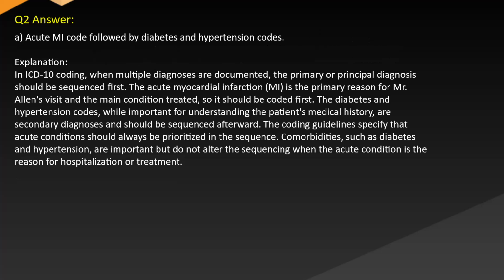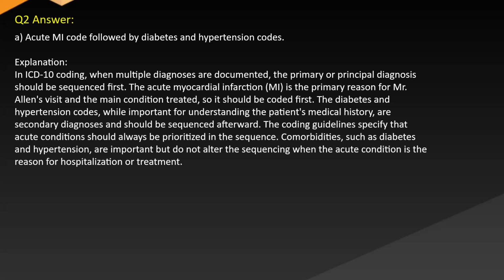The answer is A. Acute MI code followed by diabetes and hypertension codes. Explanation: In ICD coding, when multiple diagnoses are documented, the primary or principal diagnosis should be sequenced first. The acute myocardial infarction (MI) is the primary reason for Mr. Allen's visit and the main condition treated, so it should be coded first. The diabetes and hypertension codes, while important for understanding the medical history, are secondary diagnoses and should be sequenced afterward.